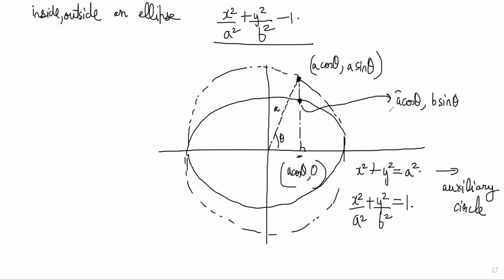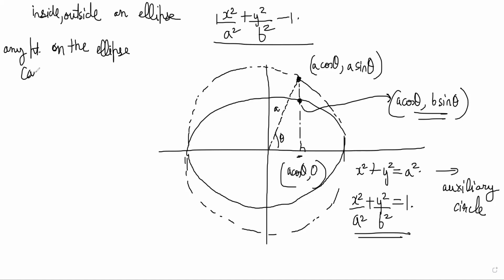b sin theta, because this point lies on the ellipse. So basically what I'm saying is if you put a cos theta for x here, y has to be b sin theta in the ellipse, right? So any point on the ellipse can be represented in a parametric fashion as a cos theta, b sin theta.